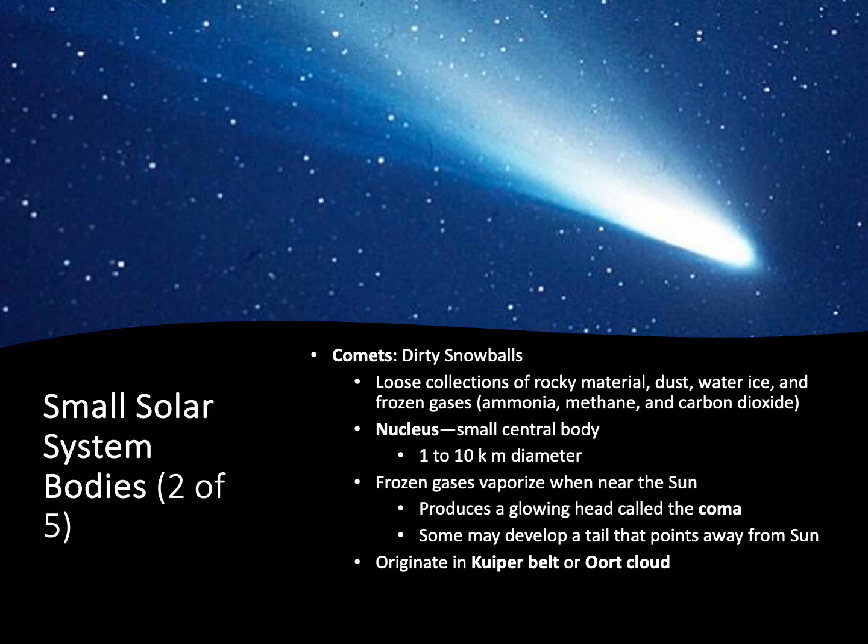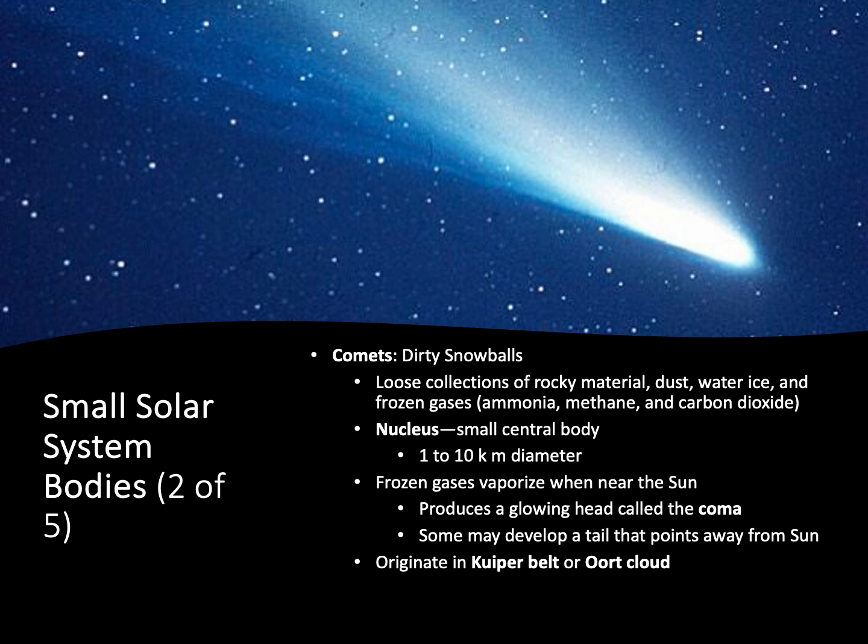Another small solar system body that we commonly hear about are called comets. And comets are basically dirty snowballs. It's just a collection of small bits of rock, dust, ice, and then frozen gases. And comets can vary a lot in size. They're going to have a very small central body and then some gases surrounding it. But in general, they're less than 10 kilometers in diameter or less than 6 miles wide.